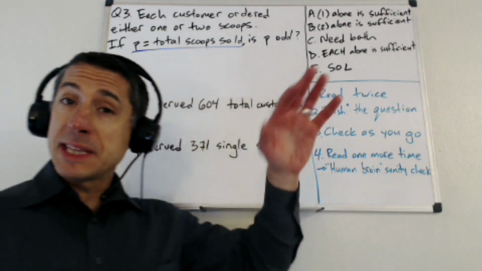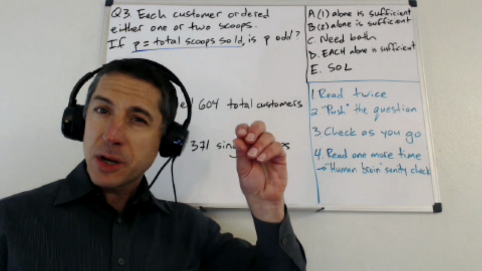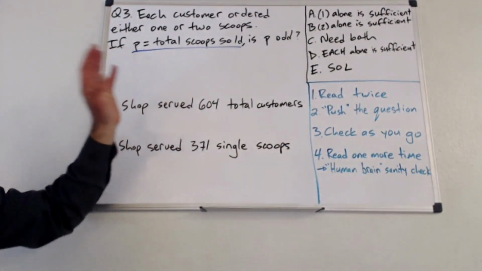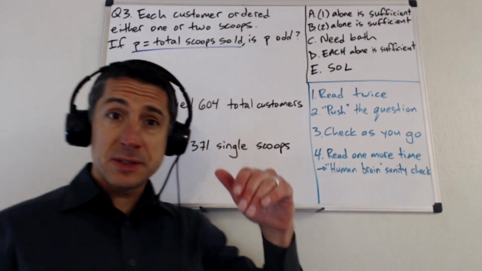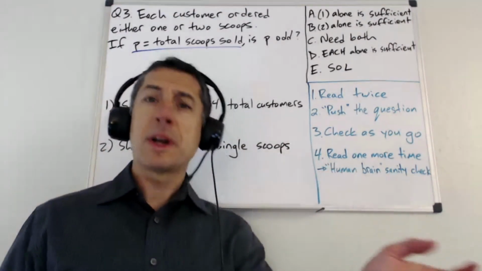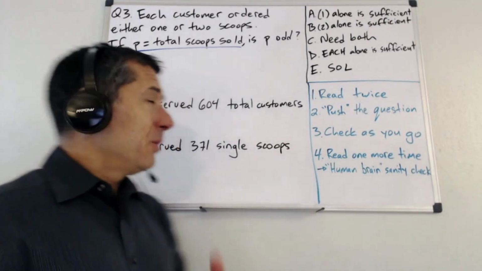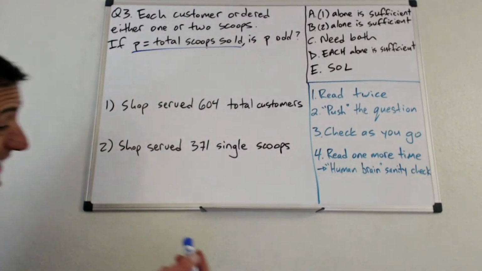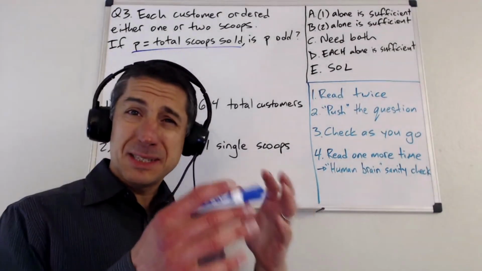As always, want to do everything we can with the question. Little bit slipperier here on this third one, kind of on purpose. So every customer ordered either 1 or 2 scoops. If P is the total number of scoops ordered, we want to know, is P odd? All right, what can I do here? Not necessarily a ton, but what's this business of 1 or 2 scoops?